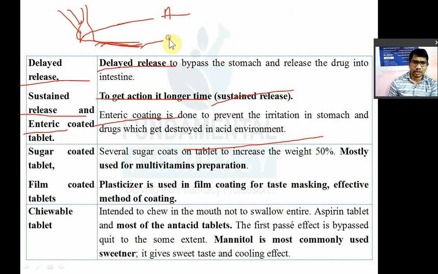So enteric coated tablet means the tablet will not release the drug in the stomach, it will release the drug in the intestine when there is a basic environment, right? What is the reason? Because the drug is irritant to your stomach or the drug is being destroyed in the acid environment. Are you getting it or not? That is the main reason for enteric coating, right?